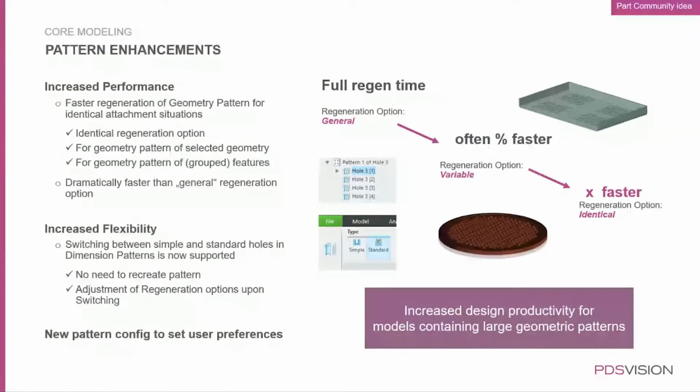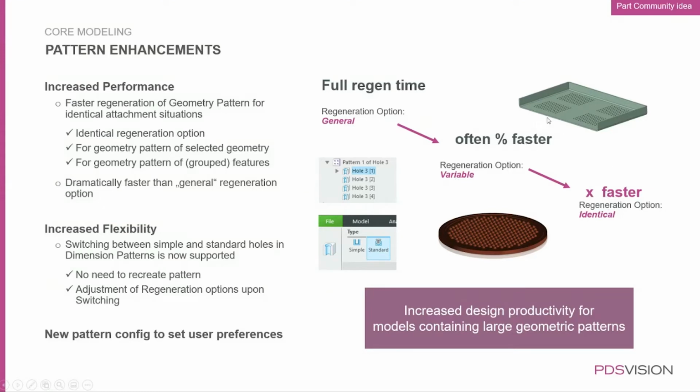For those who don't really know the difference between general, variable, and identical, if you go to your pattern definition and options, you will see that those are available in there. The idea is that identical means you have drilled holes which are not touching each other. One single drilling is not intersecting with the second one, and the starting surface and end surface must be the same. If that is the case, you can use identical, and then the regeneration is very, very fast.